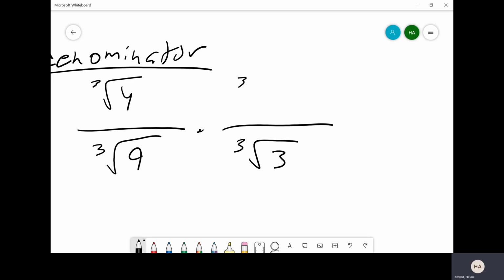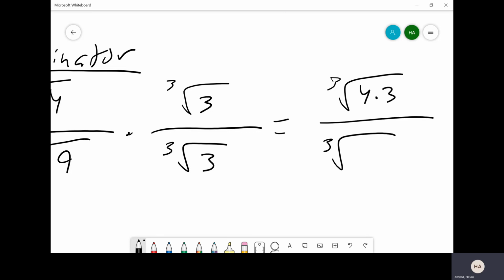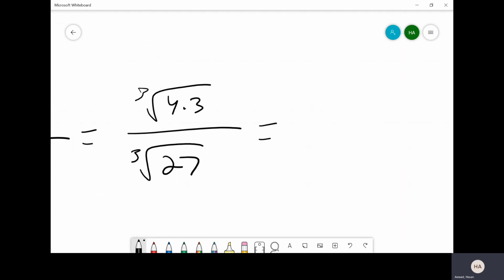But remember, whatever we do to the denominator, we also have to do to the numerator, right? So what do we end up getting? Well, we get the cube root of 4 times 3 up top. We get the cube root of 27 up in the bottom, right? Because 3 times 9 is 27. And last step is just to simplify.